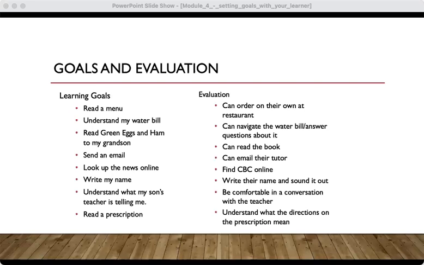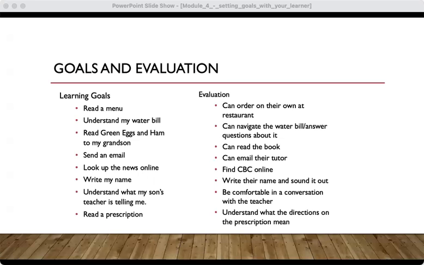Next, we're going to look at some of the common learning goals that we see. A learning goal could be: read a menu, understand my water bill, read Green Eggs and Ham to my grandson, send an email, look up the news online, write my name, understand what my son's teacher is telling me in a report, read a prescription. So how would you evaluate each of those?